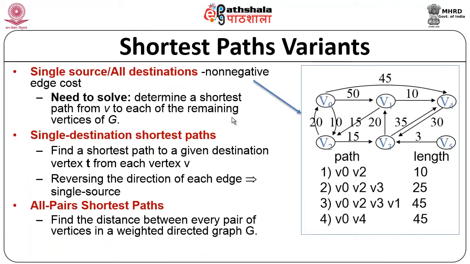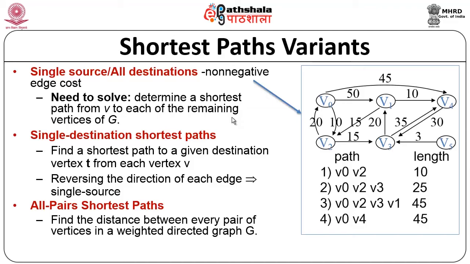Now, if you take this particular shortest path variant, single source all destination, we assume we have non-negative edge costs; we will come to negative later. We need to determine a shortest path from V to each of the remaining vertices of the graph G.